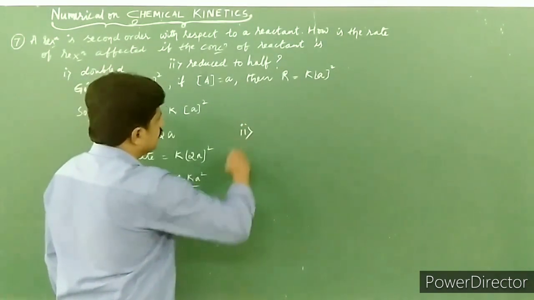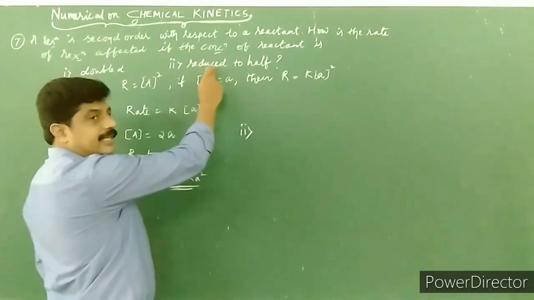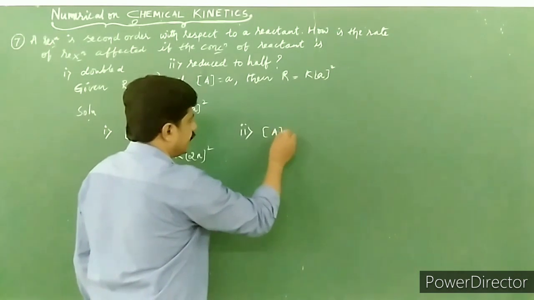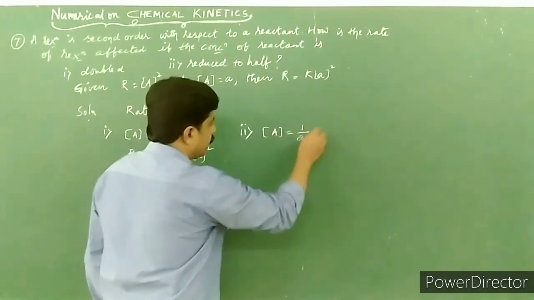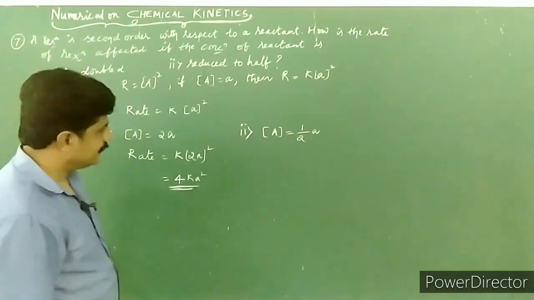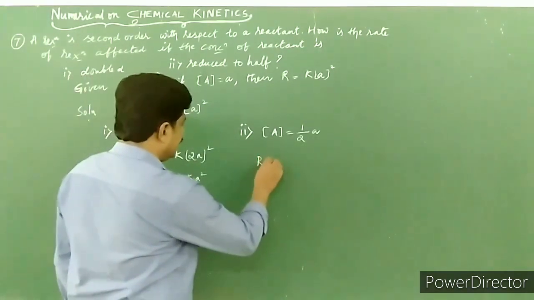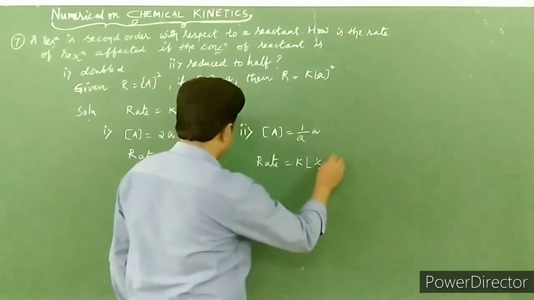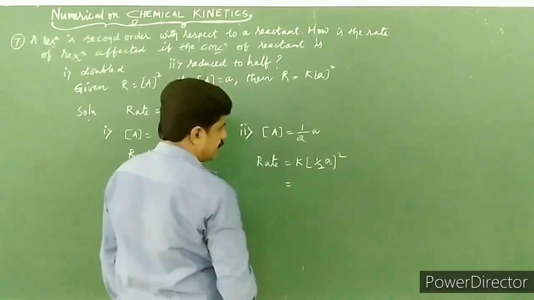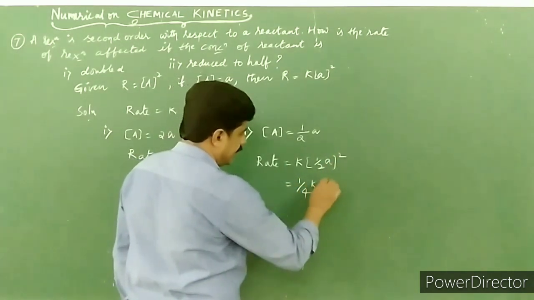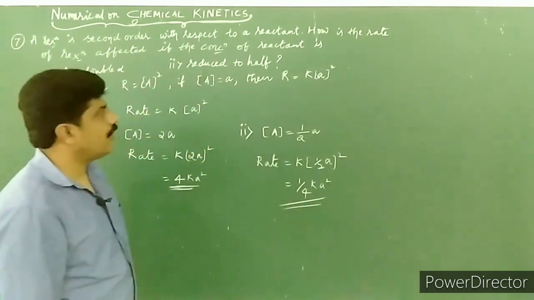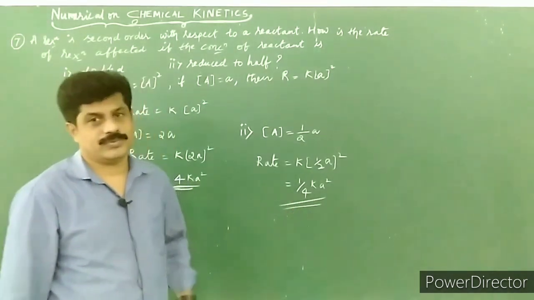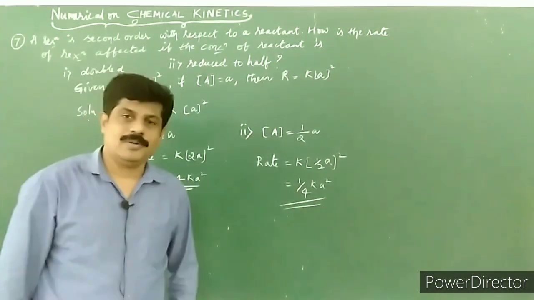Second one, when the concentration of reactant is reduced to half, the concentration of A is equal to 1 by 2A, is it not? Now we know that rate is equal to K into 1 by 2A whole square, which is equal to 1 by 4KA square. That means when the concentration of reactant A is reduced to half, the rate of the reaction decreases to 1 by 4th. So that's how you need to solve the problem.